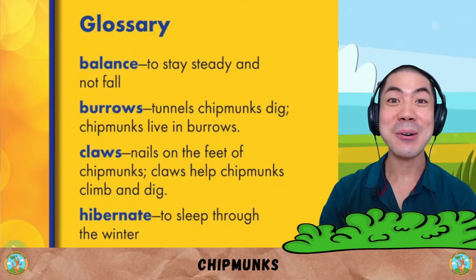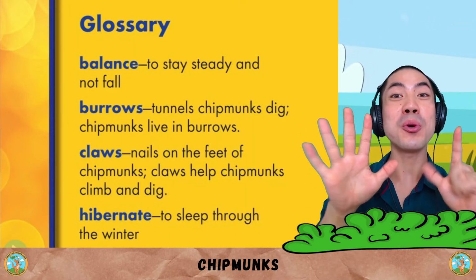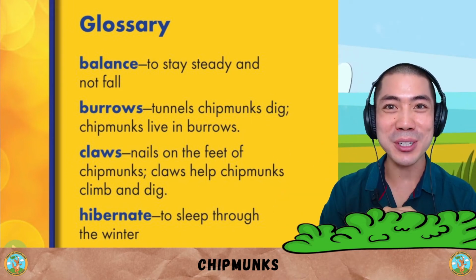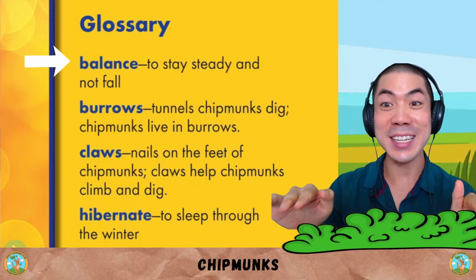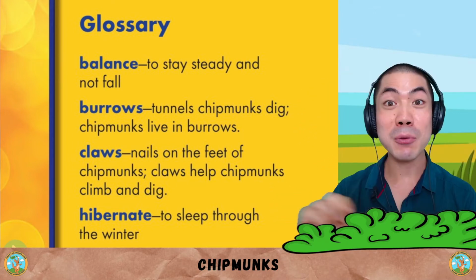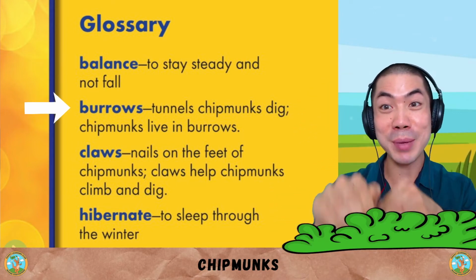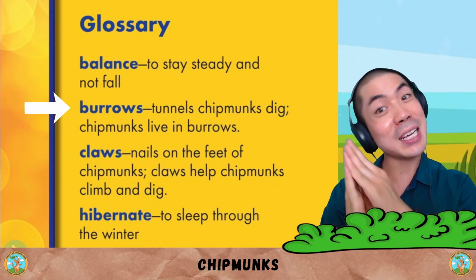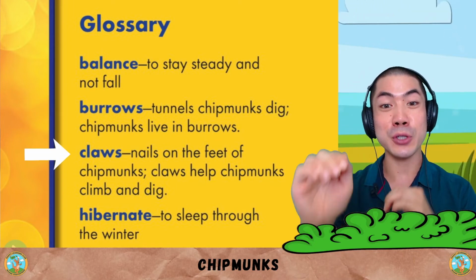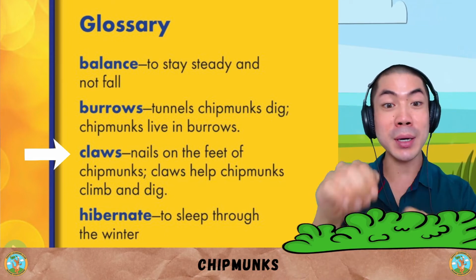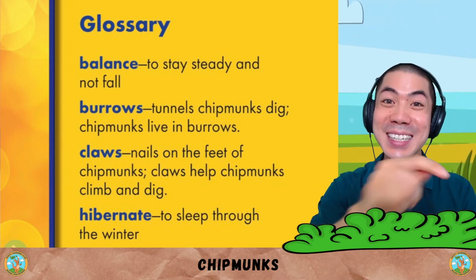Let's go. Now, let's go through the 7 new words we learned in today's animal book. The first word is balance, which is to stay steady and not fall. Burrows are the tunnels that chipmunks dig. Chipmunks live in burrows. Claws are the nails on the feet of chipmunks. Claws help chipmunks climb and dig.